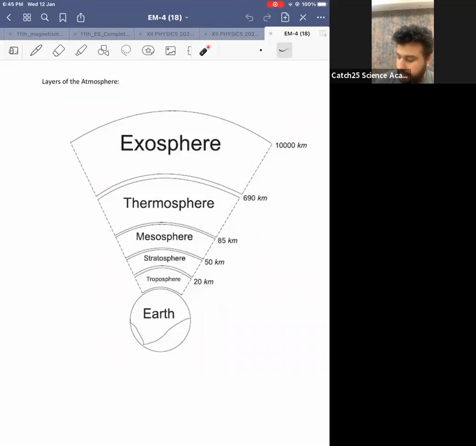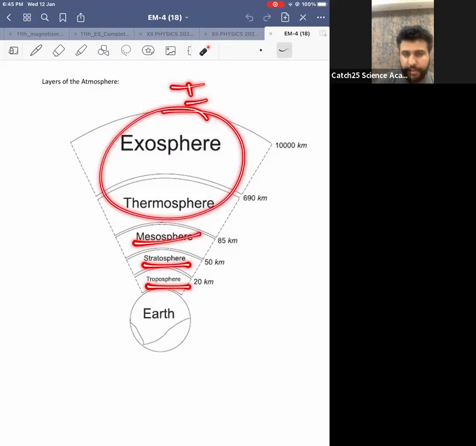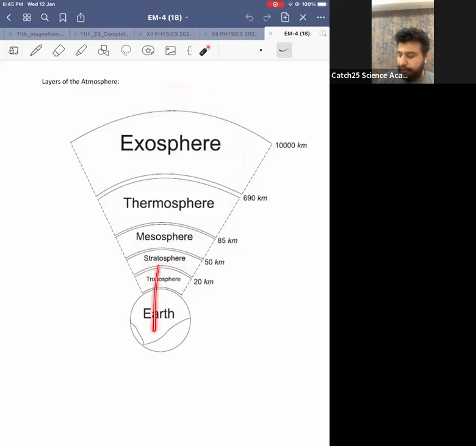There are mainly 4 layers. One is troposphere, stratosphere, mesosphere, and one more is ionosphere. But ionosphere over here is split into 2 other layers, thermosphere and exosphere. But actually there are 4 layers: troposphere, stratosphere, mesosphere, and ionosphere. So I want you to draw this diagram, and people who have drawn it before, try to draw it again, try to revise this topic.